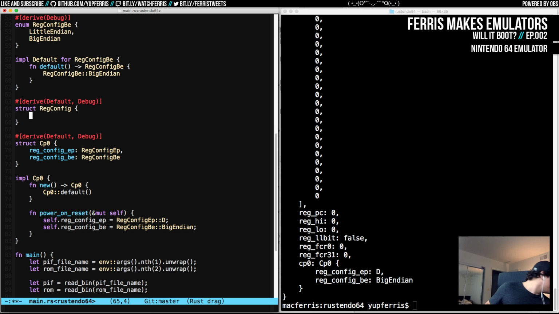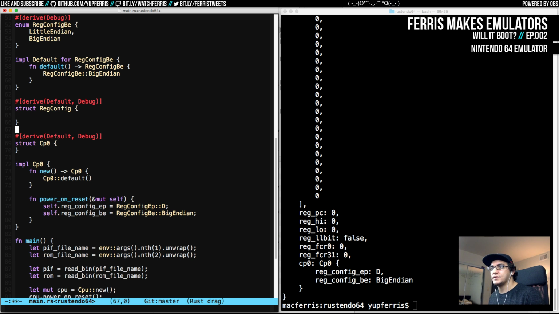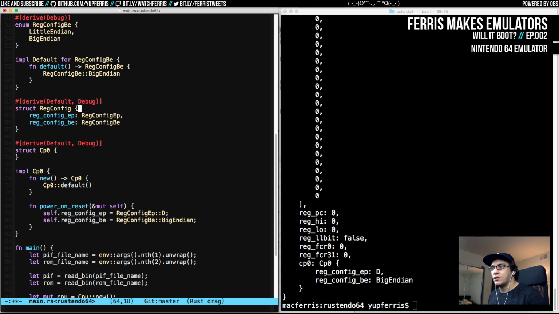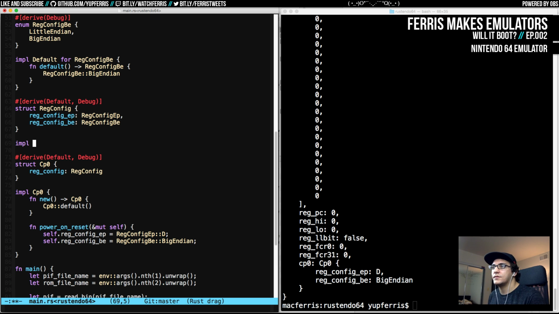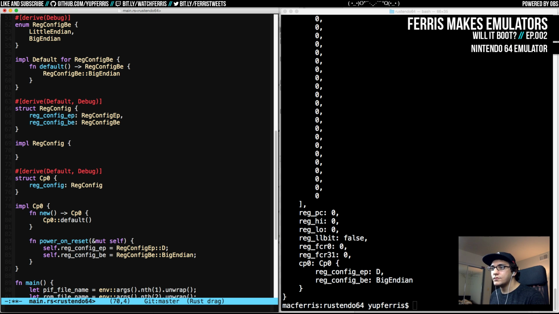Something buzzed. Oh, not important. And then this will have these components here. So let's just move those up there. And we're going to move some other stuff as well. This will have a reg config, which is going to be a reg config. Fancy. Yeah, we're going to do an impl for this. And a function new, which will give us the reg config.